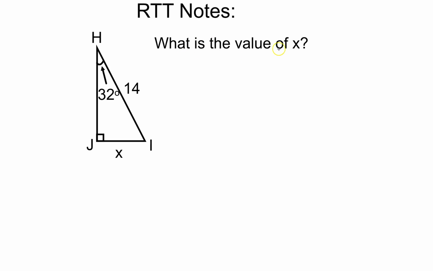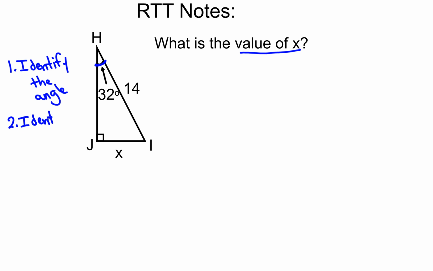So to start with this problem, it says, what is the value of x? So I want to figure out what's this value here. So to do that, if you guys remember our 4 steps to solving right triangle trig, the first thing you want to do is identify the angle. So we want to figure out where is the angle that we need. Well, here's our angle. All right, that's step 1. We got the angle. Step 2 is to identify the sides.